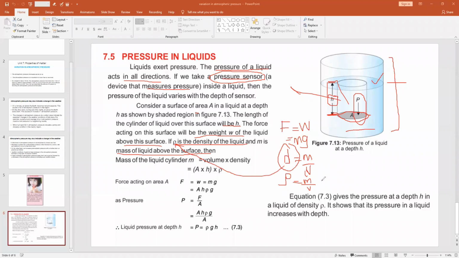So if we want to find the mass of a liquid, what can we do? We can take the volume V to the other side, and our formula will be equal to rho multiplied by V equal to mass.